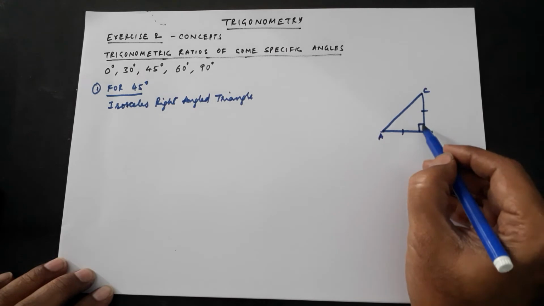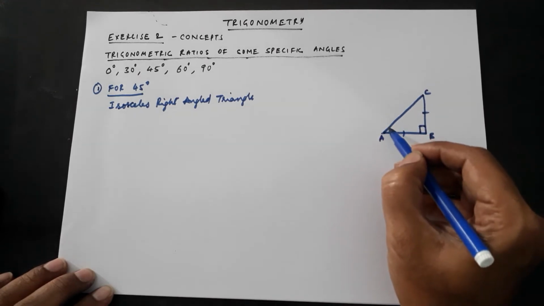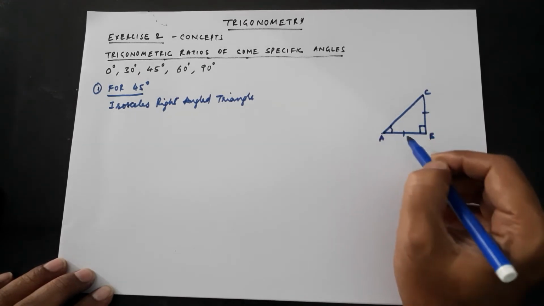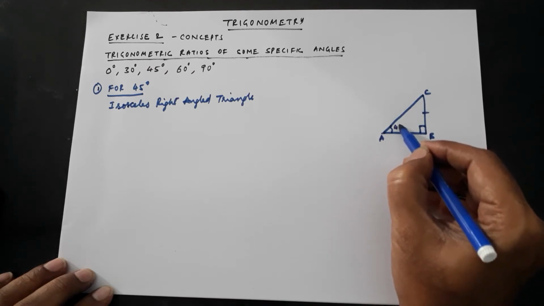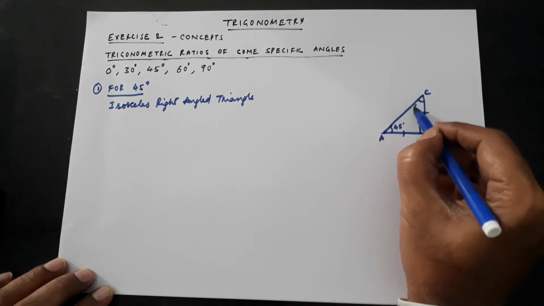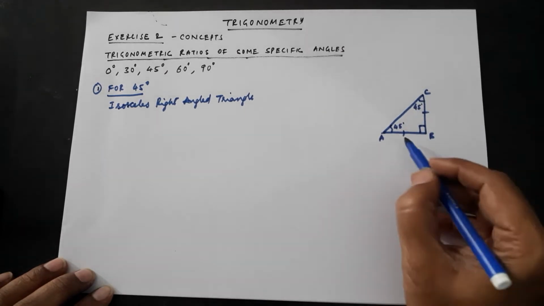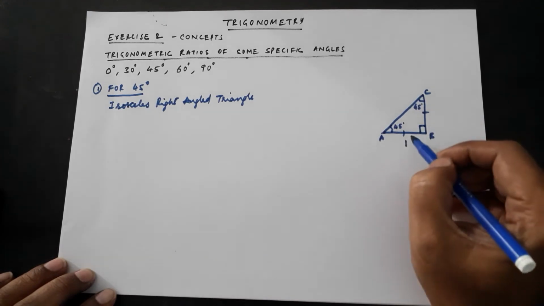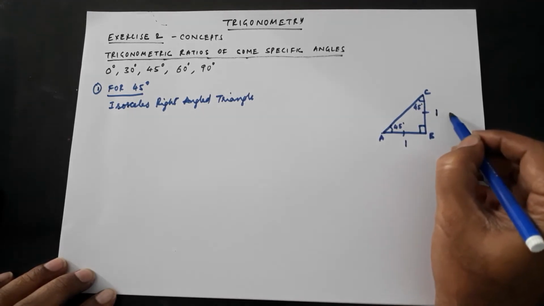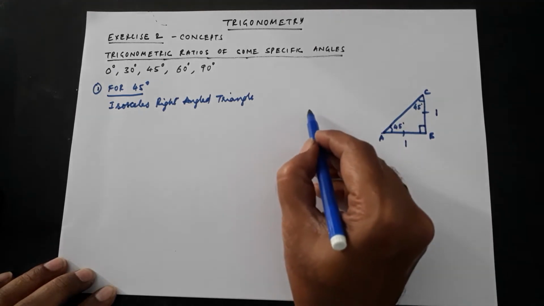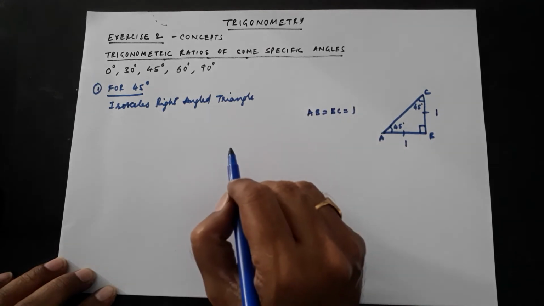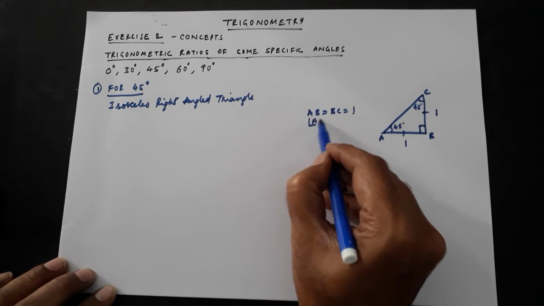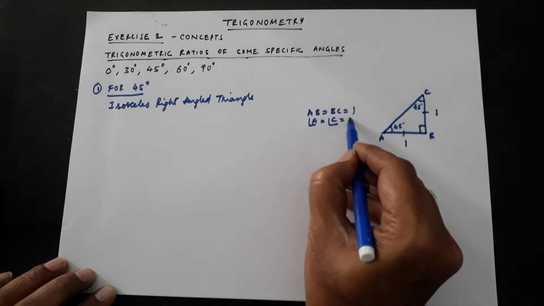If this is 90, these two would be 45 because these sides are same, angles will also be same. So this is 45 degrees and this is also 45 degrees. Let's take this AB as 1 unit. If this is 1 unit, BC would also be 1 unit. So here AB is equal to BC equal to 1 unit and angle A equal to angle C equal to 45 degrees.